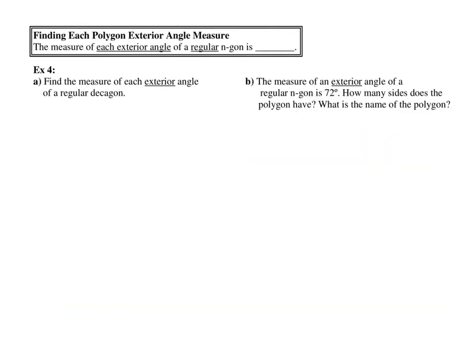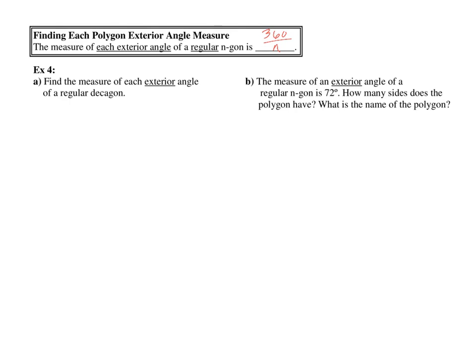All right, the last formula for this lesson, find each polygon exterior angle measure. Well, you know that all of the exterior angles together, the sum, is 360. Now this is very similar to what we did in the first formula, where we wanted to find each interior angle. Well, how do you find each exterior angle? You just divide by the number of sides or angles that you have, which is n. That's all there is to it.